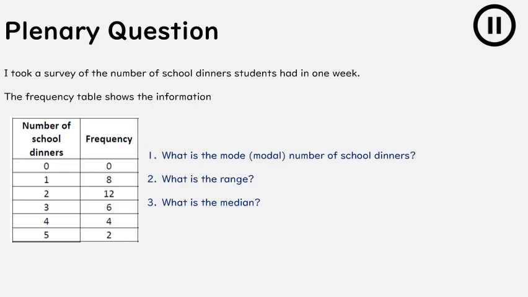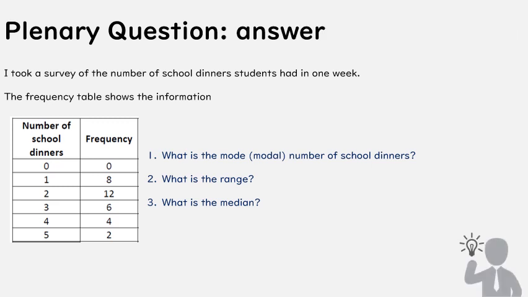So final question here. I've taken a summary of the number of school dinners students had in 1 week, and this table shows that information. Can you use what you've learnt in today's lesson to find the mode, the range of the data, and the median? If you can, put it in context. So for example, what does that number mean? So don't just put, let's say the mode is 23, say the mode is 23 dinners. So you're putting it in context of the question, telling me what it actually means.